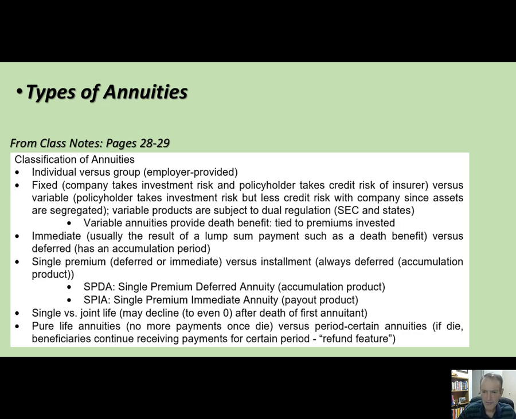And then a pure life annuity, that's one where you have no payment certain. So once the person dies, even if it's 3 minutes after they buy the policy, there are no more payments. Versus a period certain, if they die, the beneficiaries continue receiving the payments. There may be a refund feature that says, well, at least you'll get your initial premium back. At least, if you paid $100,000 in, your family will get at least $100,000.